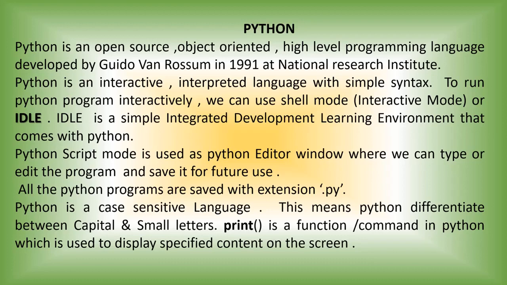Now, Python is case sensitive. Case sensitive means capital letters and small letters are considered as two different letters, or uppercase letters and lowercase letters are considered as two different letters. Uppercase means capital letter. Lowercase means small letter. So Python differentiates uppercase and lowercase letters. So this is the basic thing I want to explain about Python.